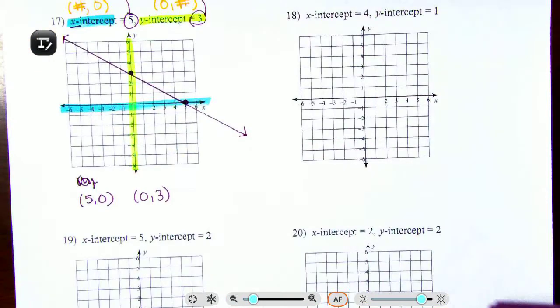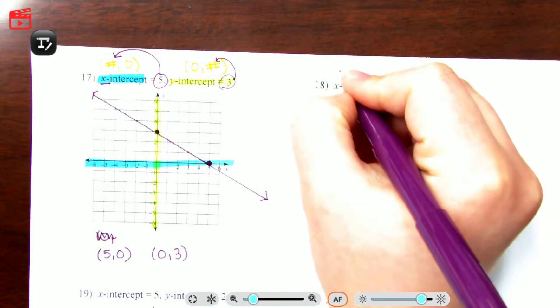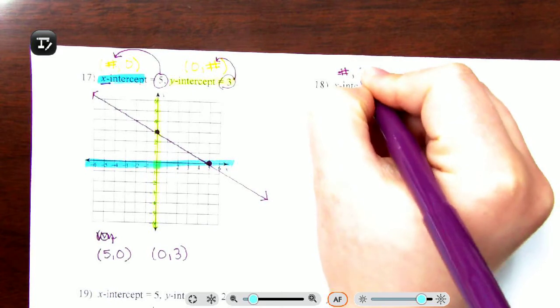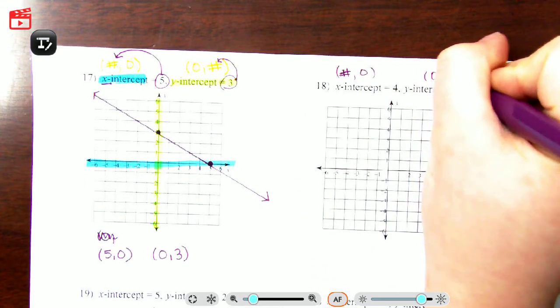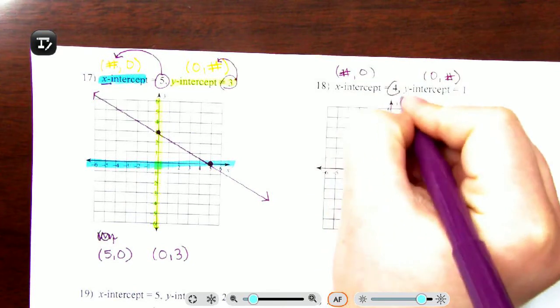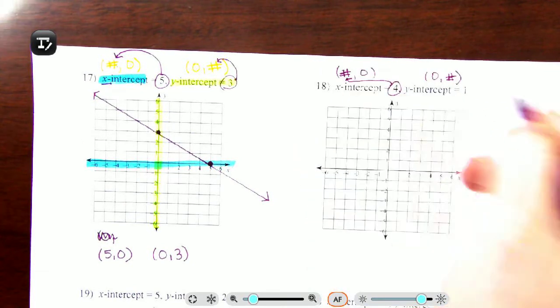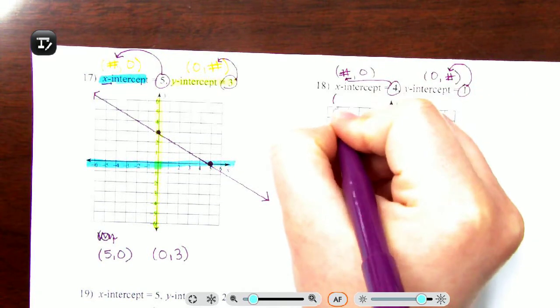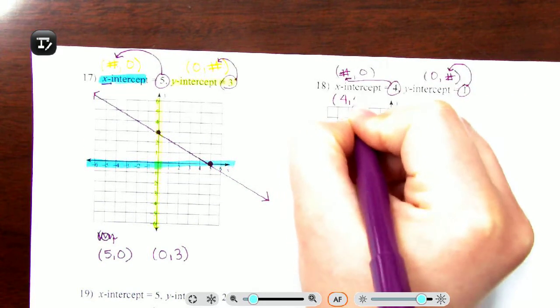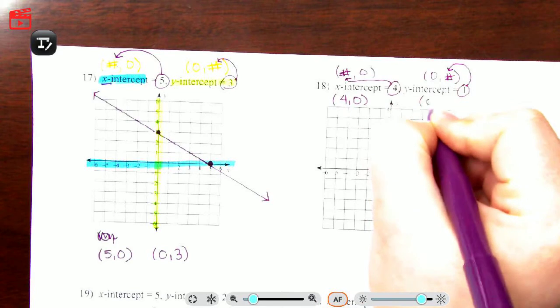Try this again. Again, the x-intercept is number, comma, 0. The y-intercept is 0, comma, number. So for my x-intercept, we take our number and put it in the x spot. For our y-intercept, we take our number and put it in the y spot. So I have 4, comma, 0 and 0, comma, 1.